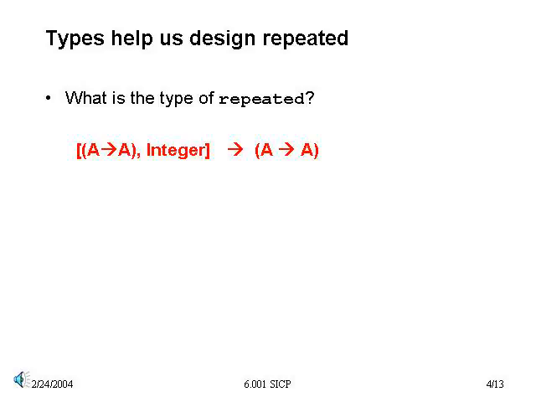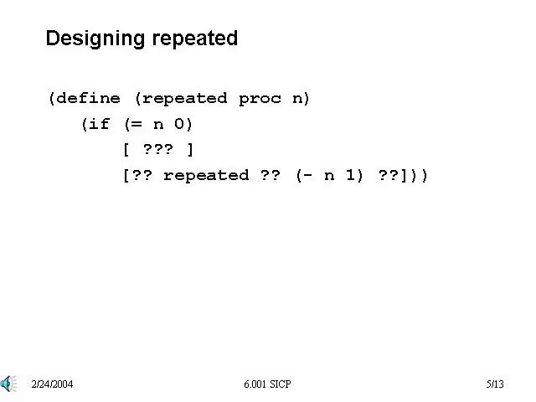The second argument to repeated must be an integer, since we can only apply an operation an integer number of times. Actually, it should probably be a non-negative integer. And as we argued, the returned object needs to be a procedure of the same type, A maps to A, because the idea is to use repeated recursively on it.